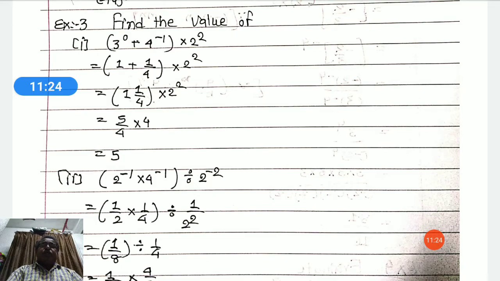3 raised to 0 is equal to 1 is equal to 1 plus 1 by 4 multiplied by 2 raised to 2, is equal to 5 by 4 multiplied by 4. 4 ones are 4, plus 1, 5 by 4, and 2 raised to 2 is 4. 4 cut, we get answer 5.